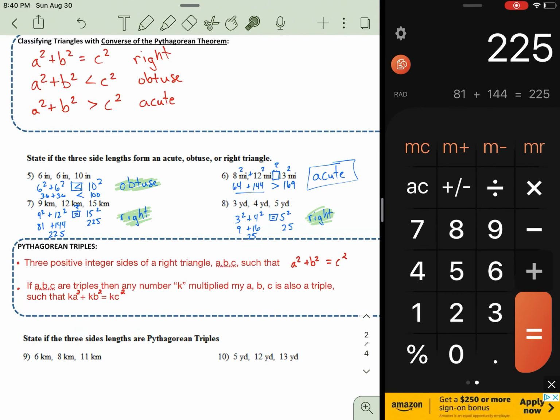Once you find one, you can multiply all 3 sides by any number. So let's say I multiplied all 3 sides by 2. Well, then that would also be a Pythagorean triple. What I mean is 3 times 2 is 6, 4 times 2 is 8, 5 times 2 is 10. So not only is a 3, 4, 5 triangle a Pythagorean triple, but so is a 6, 8, 10 triangle. Okay, so what we want to do is just state if these are.